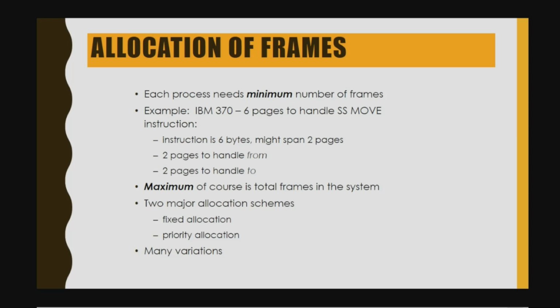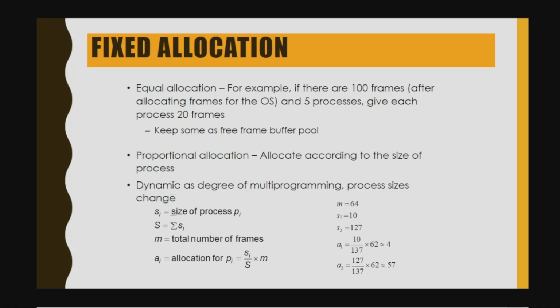So we have many variations. Okay, this one is allocation of frames, and then we have fixed allocation. So equal allocation: for example, if there are 100 frames, after allocating frames for the OS and 5 processes, give each process 20 frames. Meaning we have 100 fixed frames and 5 processes, so 100 divided by 5 gives 20 frames each. Keep some as a free-frame buffer pool.